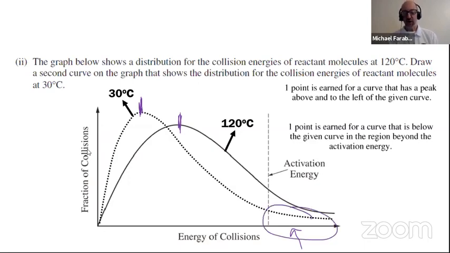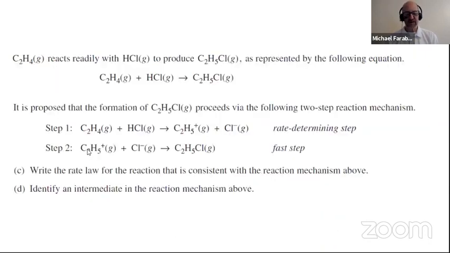All right, there was another homework problem that Mr. Byrne gave you, and that was, we have a reaction that's been broken up into two steps. We have a rate determining step, step 1, which is the slow step, and then we have step 2, which is a fast step. So our job is to write the rate law for the reaction that is consistent with the reaction mechanism.